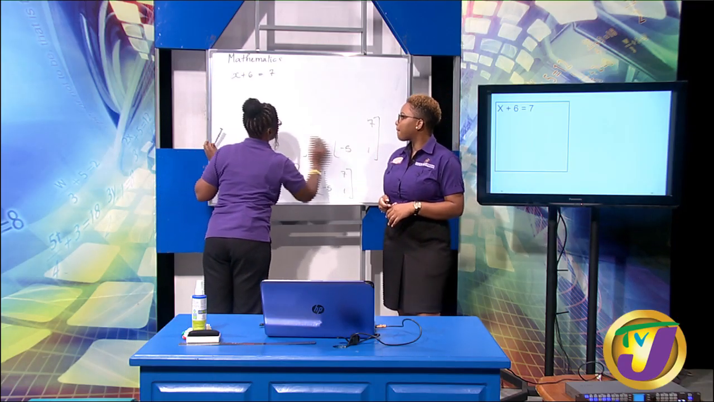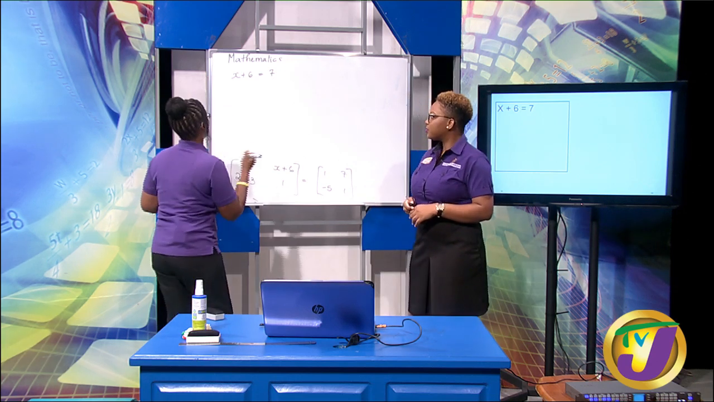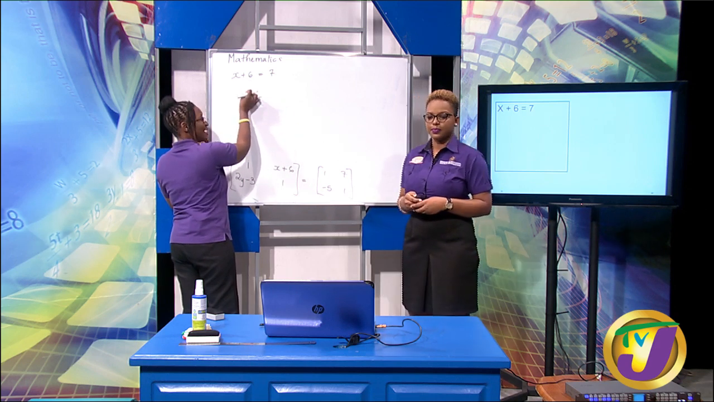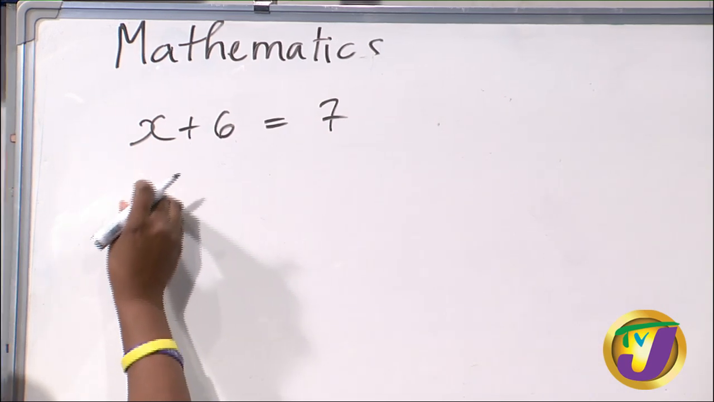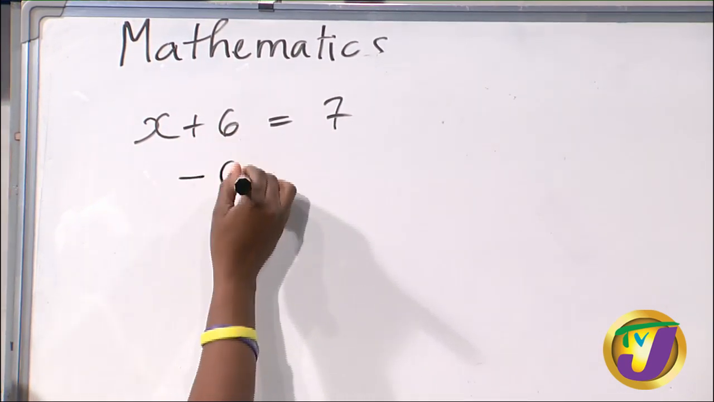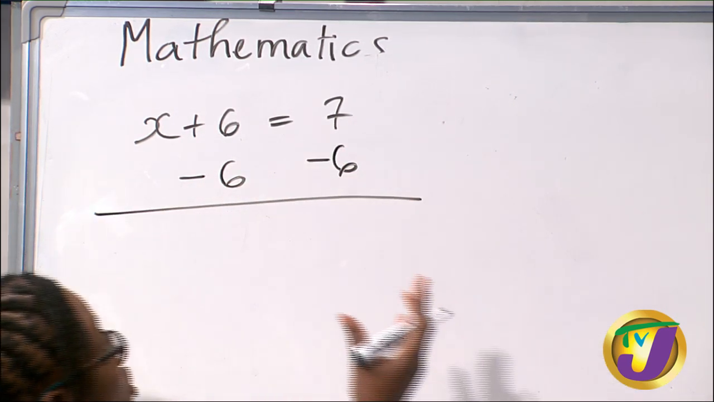And so I'm looking at this, Latoya, and I see where we need to do our inverse operations. On this side, we have x plus 6. And so to get x by itself, we're going to do the inverse of plus 6, which is to minus 6. And of course, we must do that on both sides.